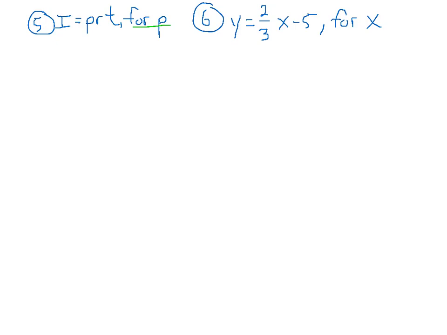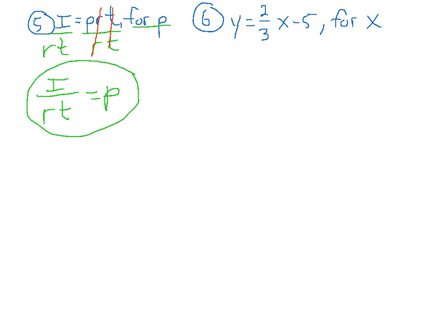The opposite of multiplying by r and t is to divide by r and t. But what you do to one side, you have to do to the other. And as you do that, whatever's the same in the numerator and denominator can cancel. That gives you 1. Those t's, when they divide by each other, gives you 1. So now as we look at it, we have on the left I over r t equals p. p is by itself.